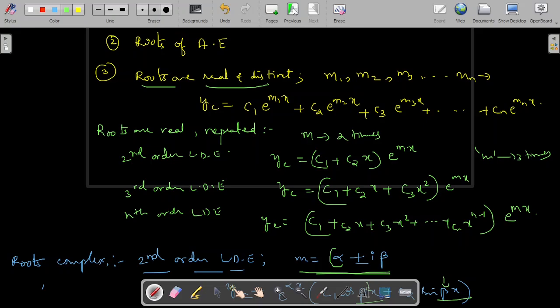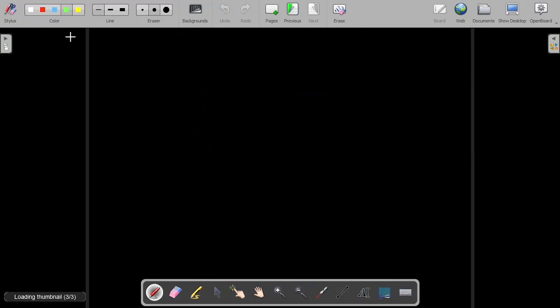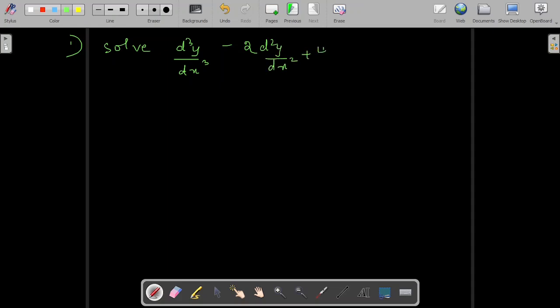Let us illustrate this with examples. See the first problem. Solve d cube y by dx cube minus 2 d square y by dx square plus 4 into dy by dx minus 8y equal to 0. This is third order because the highest order derivative is third order. Linear because every derivative has highest power equal to 1 and no derivative and dependent variables are multiplied together.